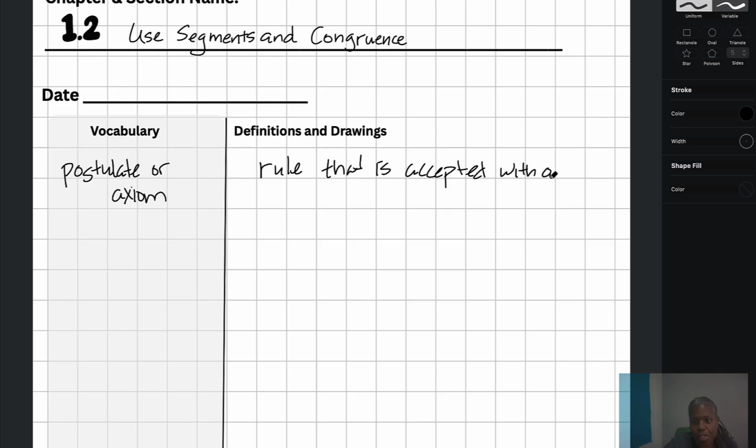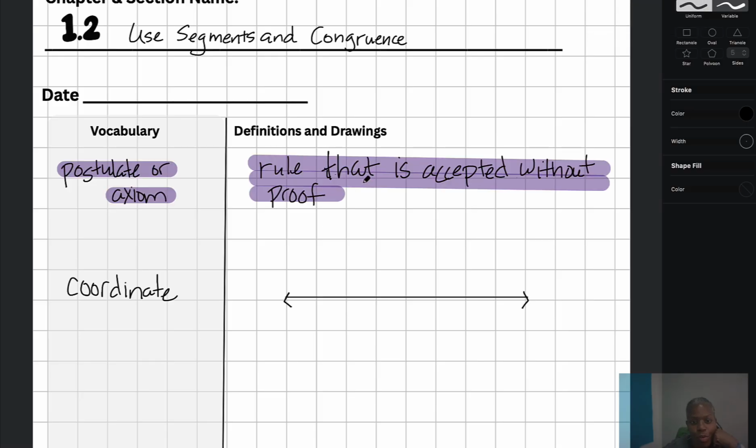Without proof. So we're going to just accept it. If you get a postulate, if you get an axiom, it's a rule we just need to hold on to. There's going to be other rules we're going to talk about in geometry. Those are called theorems. Those we're not going to just accept. We're going to prove them. So again, the rule that is accepted without proof, postulate or axiom.